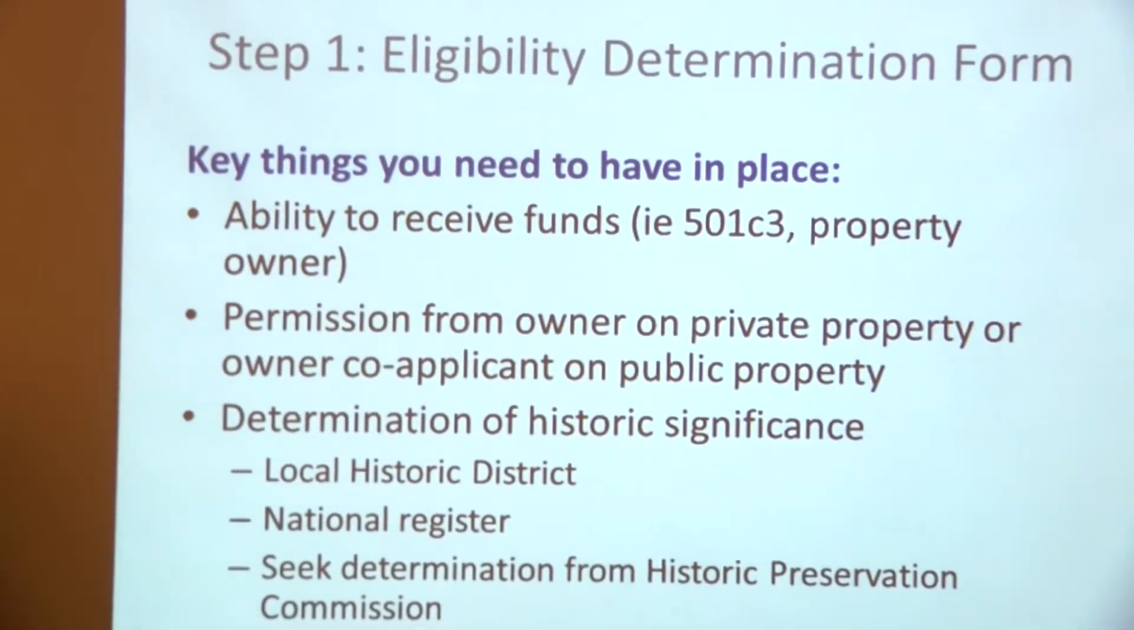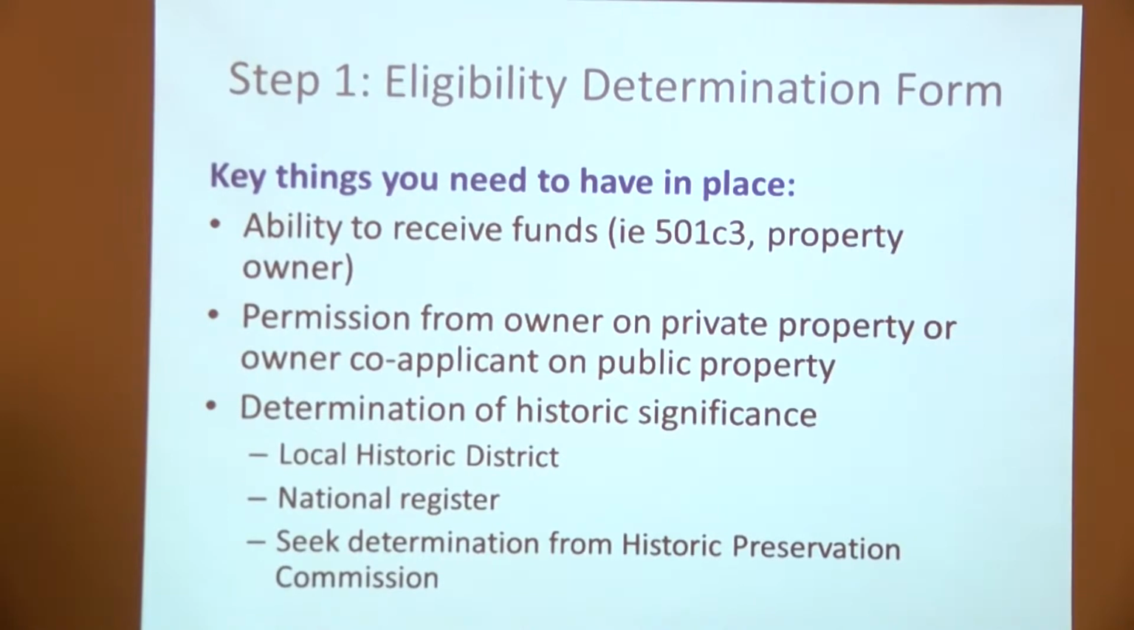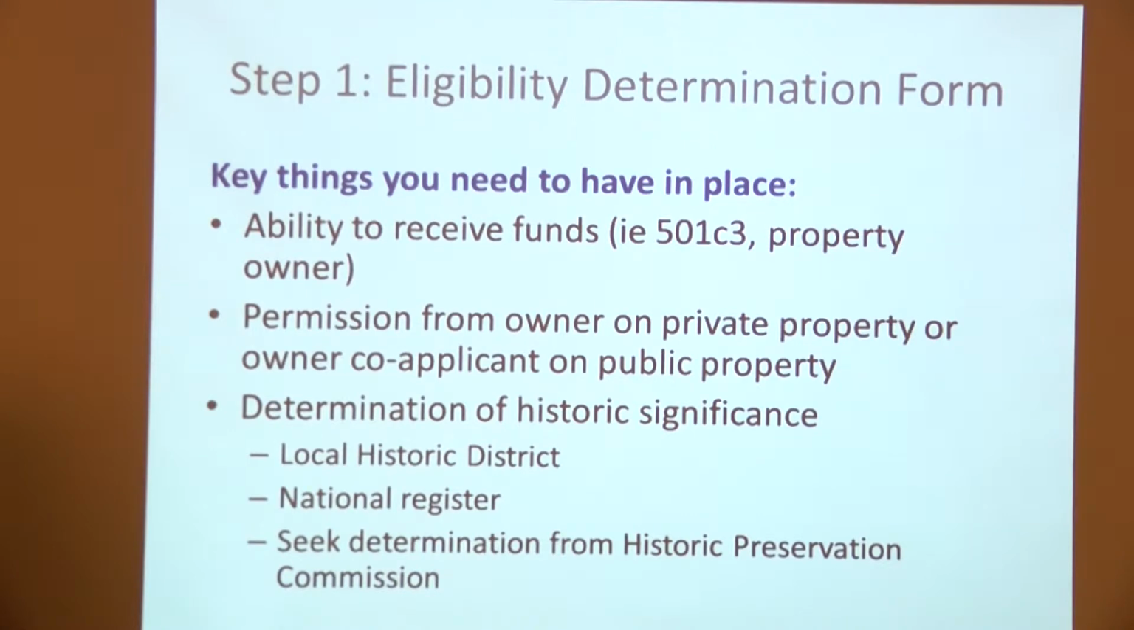If you are applying for a project that you do not own the land for, you need to have the permission of the property owner, and documentation of that permission should be included with your eligibility determination form. If you are applying for a historic project, you'll also need a determination of historic significance. You can get this after you submit your eligibility determination form if you are not already a local historic district or national register. The process for that is going before the Historic Preservation Commission and explaining why your building or collection or other items are historically significant.